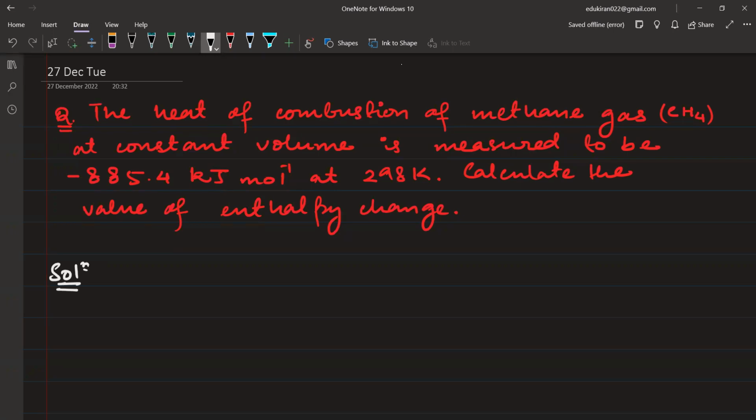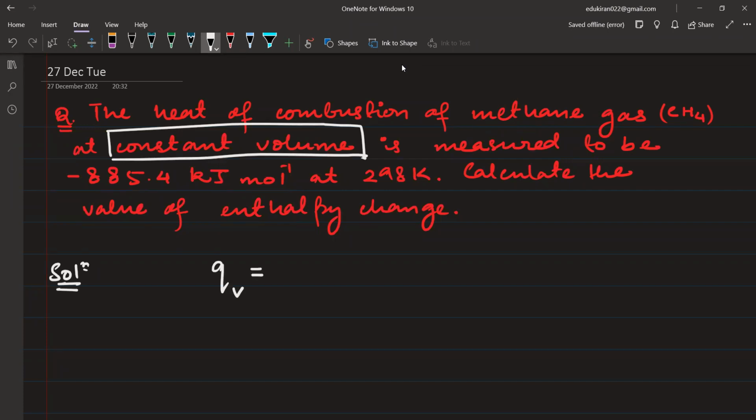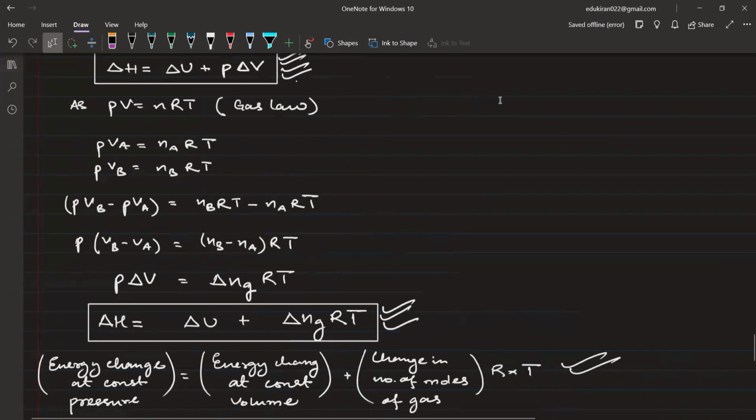See, the first thing that you have to understand, we have the heat of combustion of methane gas at constant volume. If it is constant volume, then the heat of combustion is equal to what? If heat is measured at constant volume, then what change in energy are we measuring? Are we measuring delta H or delta U? Look at the last class and tell me.